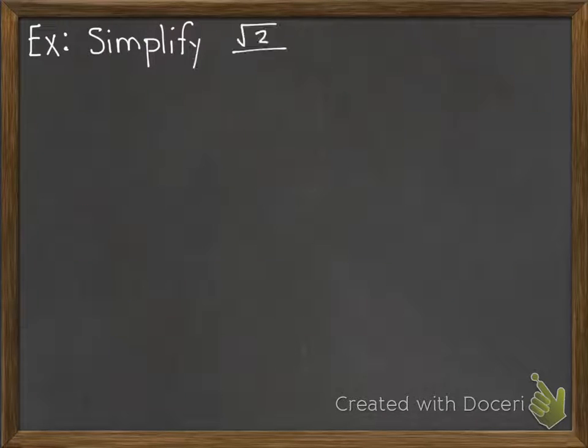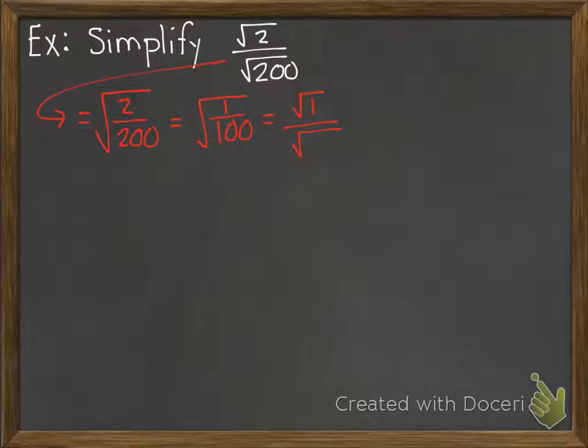Alright, here's another example. This is going to be one of the ones where we simplify first. It'll make our life a lot easier. So if you notice, I have the square root of 2 divided by the square root of 200. And since those are both under a radical, I can put them under the same radical. And then what I'm going to do is use that in order to simplify.